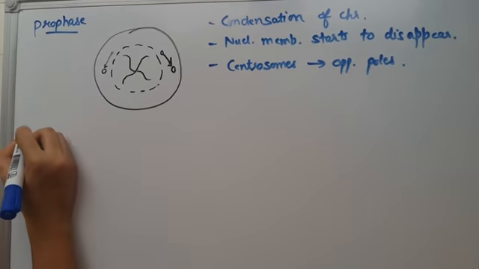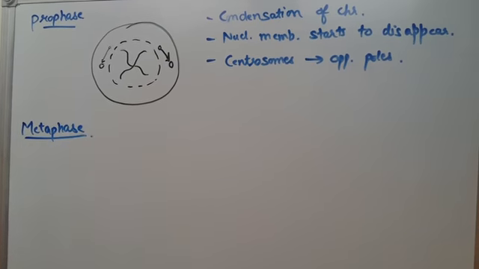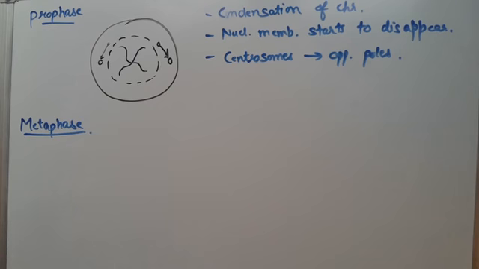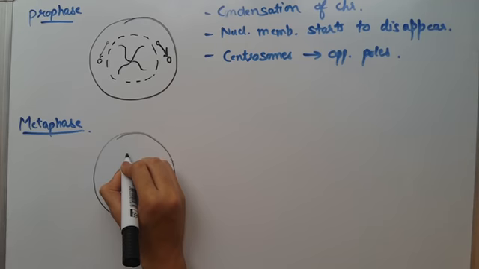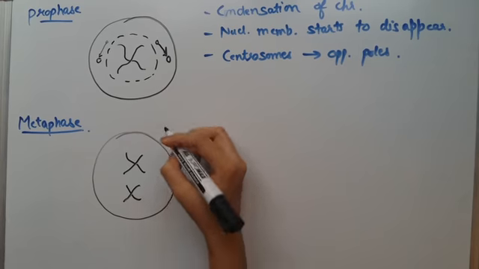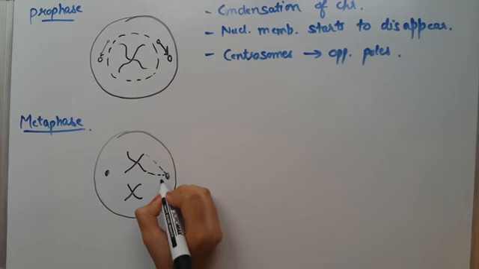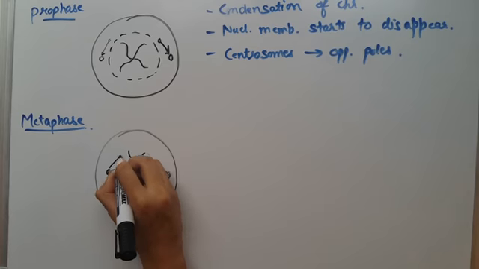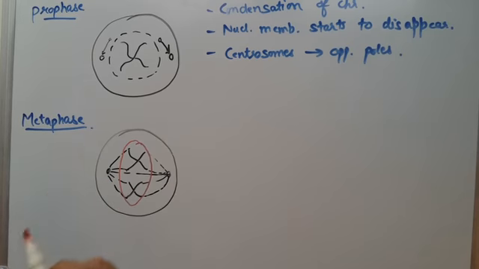Our next phase is metaphase. In this stage, chromosomes are highly visualized because they are in the most condensed form. The sister chromatids line up, and it is called the equatorial plate, and these are centrosomes. They extend the microtubules and form a mitotic spindle. This is the equatorial plate formation.